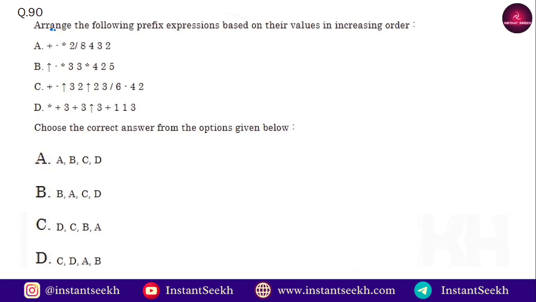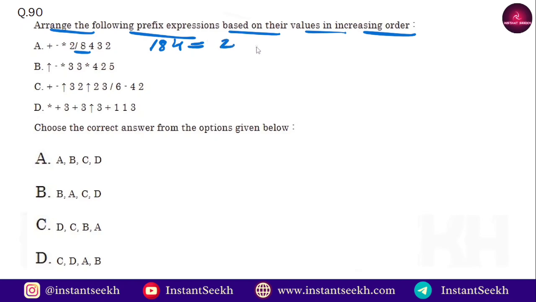Arrange the following prefix expressions based on their value in increasing order. So we need to arrange the prefix expressions. Let's see one by one. First here is given plus, so first evaluate the innermost. We will just evaluate the innermost thing, that is divide 8 by 4, that will give us 2.